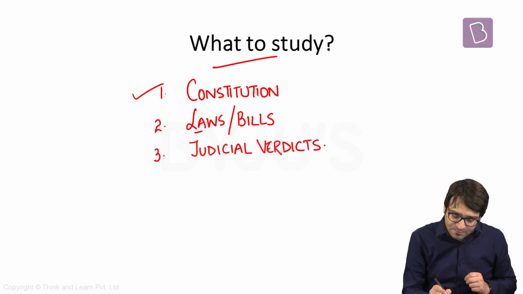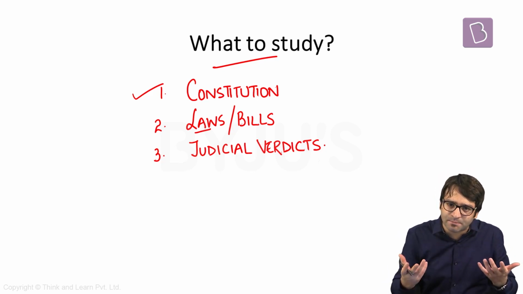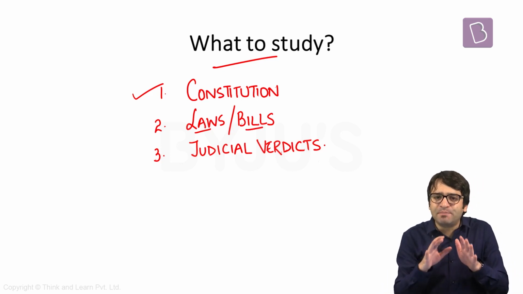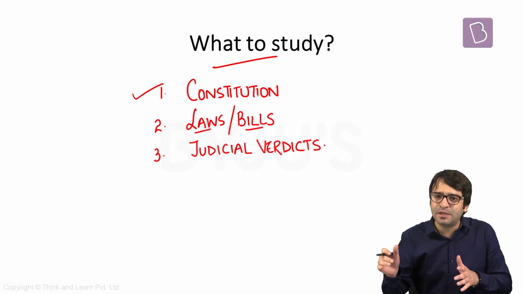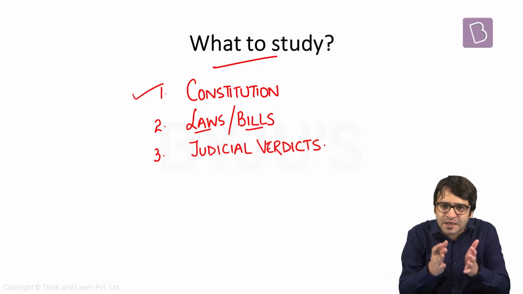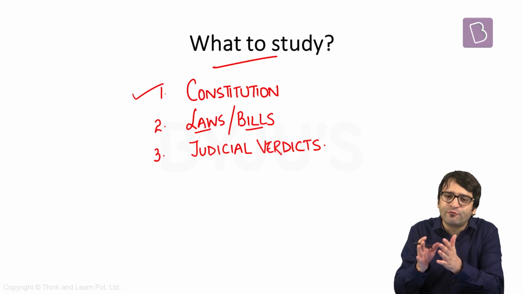Second, laws passed by the parliament. For example, Aadhaar. Aadhaar is a law passed by the parliament. You will have to study that. Also, there can be bills important for your examination pending in the parliament. You will have to focus on them as well. For example, the triple talaq bill currently pending in Rajya Sabha is one area which you will have to focus on.